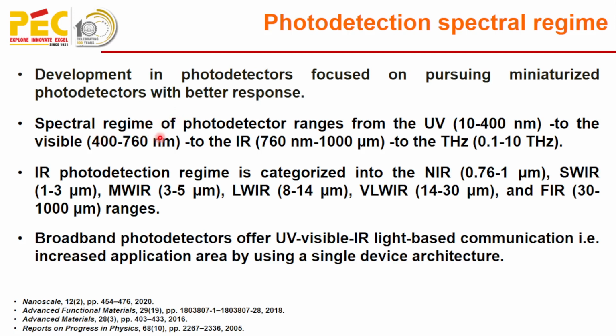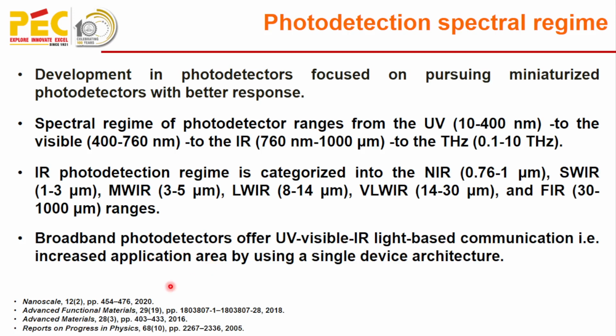The spectrum of the photodetector will range from ultraviolet to the visible to the infrared and to the terahertz. The infrared photodetection scheme is also categorized into the near infrared, short wavelength infrared, mid wavelength infrared, long wavelength infrared, very long wavelength infrared, and far infrared ranges. Unlike the conventional photodetector, the broadband photodetector will offer the ultraviolet, visible, and infrared light-based communication simultaneously. That is, they will increase the application area by using the single device architecture.